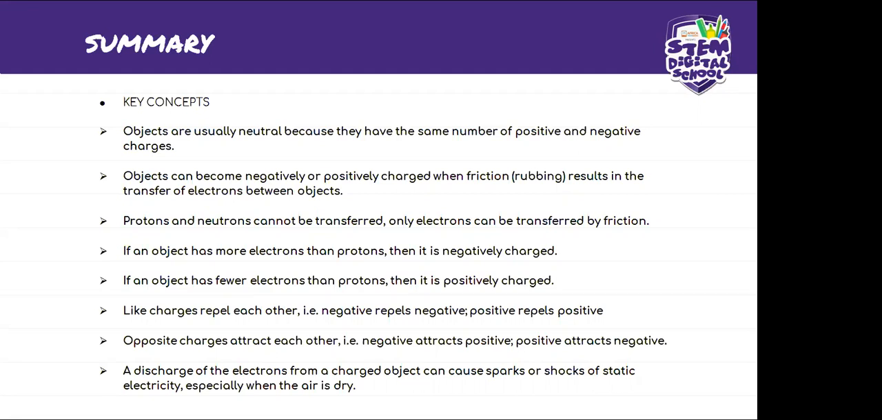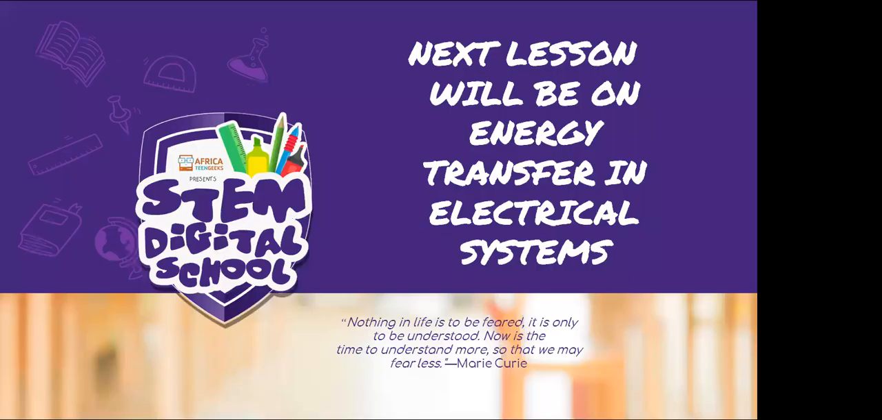A discharge of electrons from a charged object can cause sparks or shocks of static electricity, especially when the air is dry. Because it's winter, sometimes you might find these sparks happening at night. All right, so we have been looking at static electricity. Our next lesson will be on energy transfer in electrical systems.